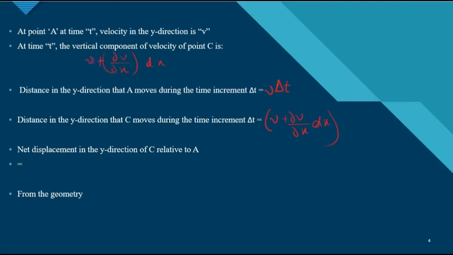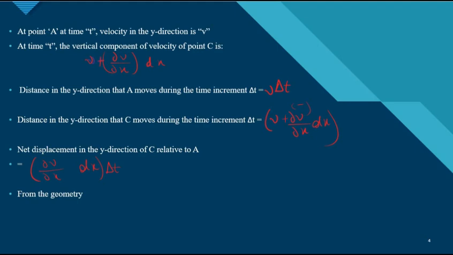Now if I want to write the net displacement in y direction of C relative to A, how can I write that? We can just subtract these two entities, correct? So that would be nothing but this minus this, and upon substituting and subtracting, we would be left with ∂v/∂x dx delta t, correct? So this is our net displacement in y direction of C relative to A.